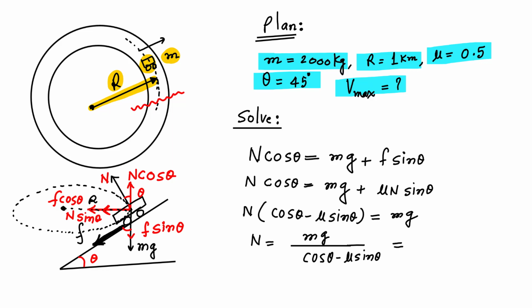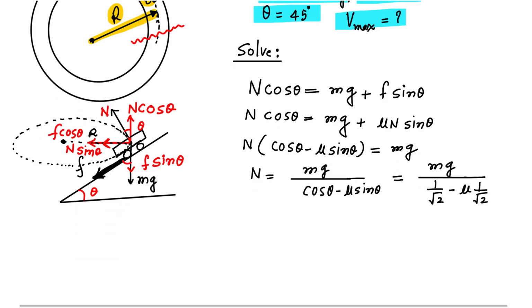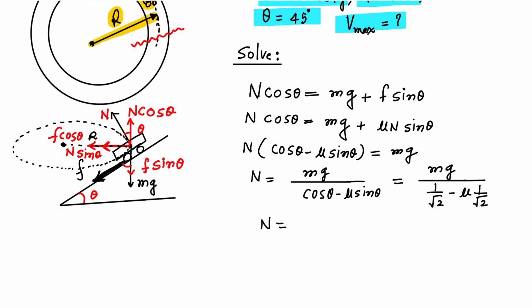So sin theta is equal to cos theta, which is equal to 1 by root 2. So we will have mg divided by (1 by root 2 minus mu times 1 by root 2). So normal reaction will be, root 2 will go on the top, so root 2 mg divided by (1 minus mu). So this is my normal reaction.